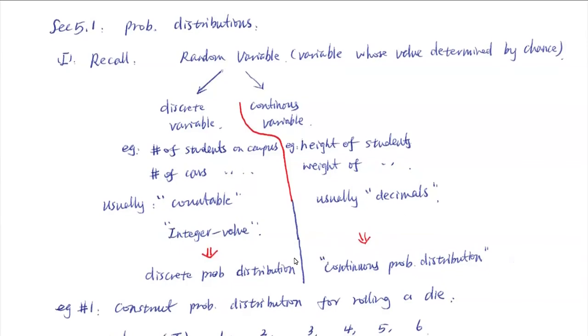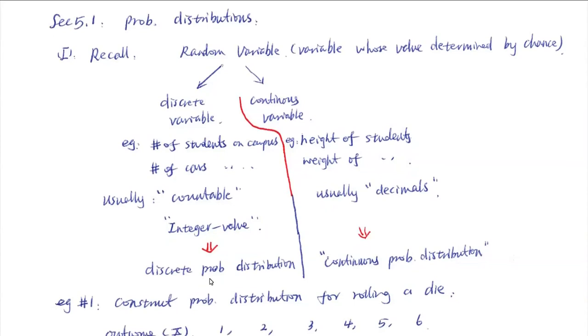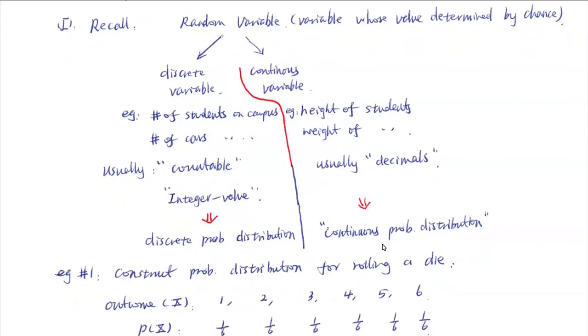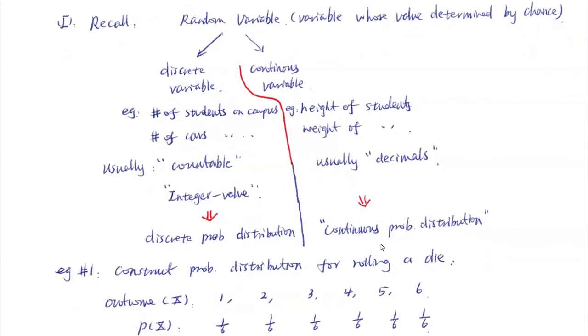Later on, we will study each case. For the discrete variable, what is the probability distribution we have? For the continuous case, we will also study the corresponding probability distribution. So we will study both, and today we will start with the easy one. Which one is the easy one? The discrete variable. That is the relatively easy one.